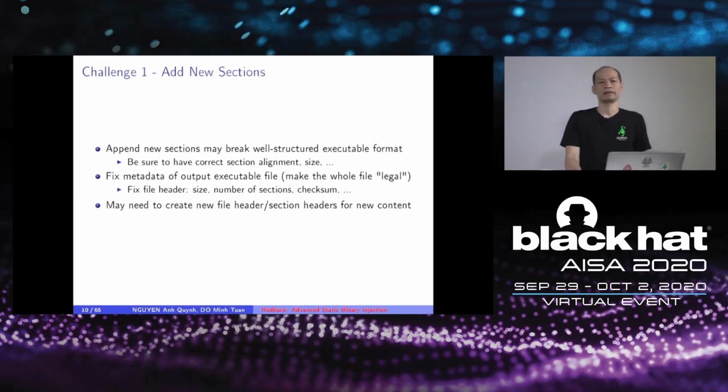So Redback has two main challenges. The first challenge is to add new sections, because we need to append new sections, but this activity can break the well-structured executable file format. So we need to be sure to correct all the section elements and sizes after injection. And after that, we need to fix the metadata of the output executable file to make the whole file legal, so it can run properly on the system.